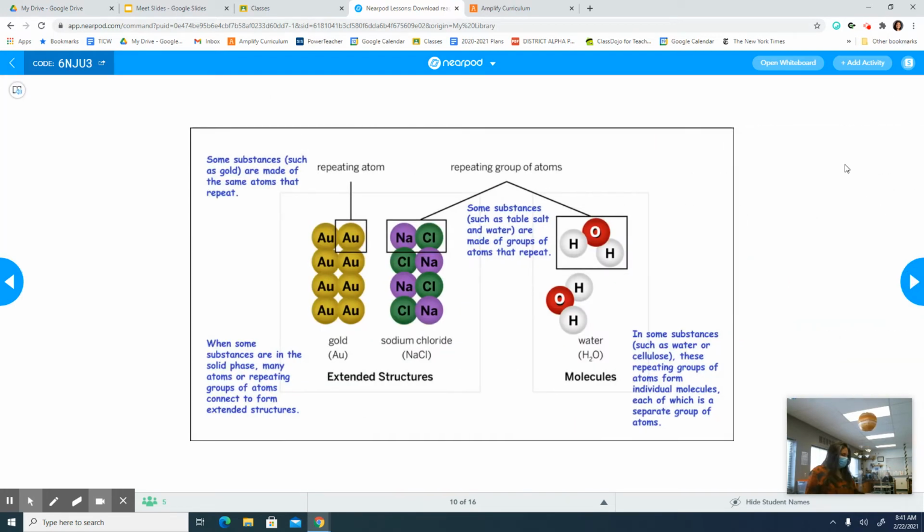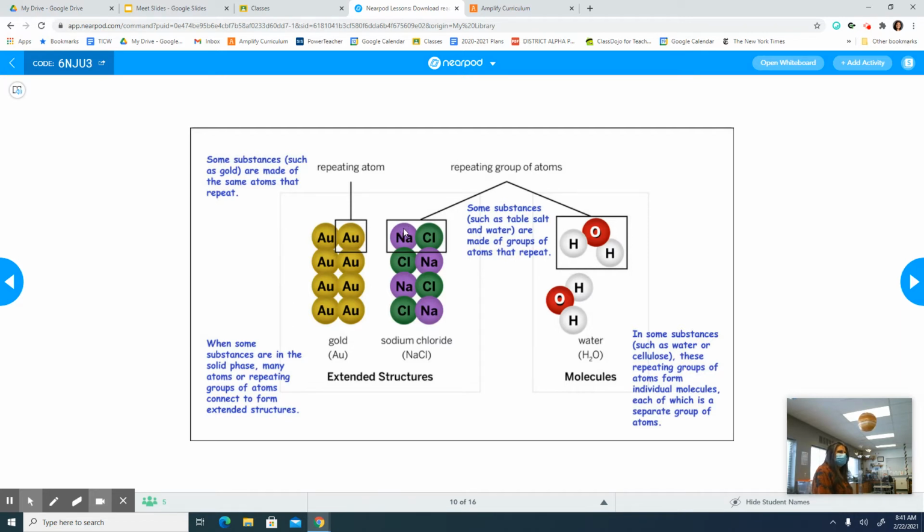So we have two diagrams here. We have the extended structures, and then we have molecules over here, okay? I'm going to start with the extended structures up here in the upper left corner. So some substances, such as gold, are made of the same atoms that repeat. So if you see here, gold is just Au, that's its symbol. It's just the gold atom repeated and repeated and repeated, okay?